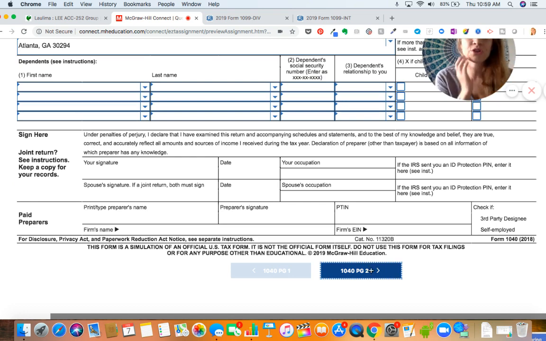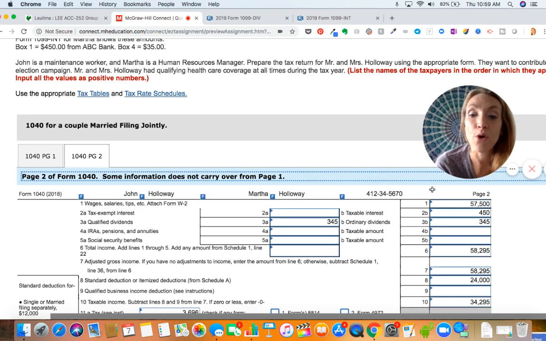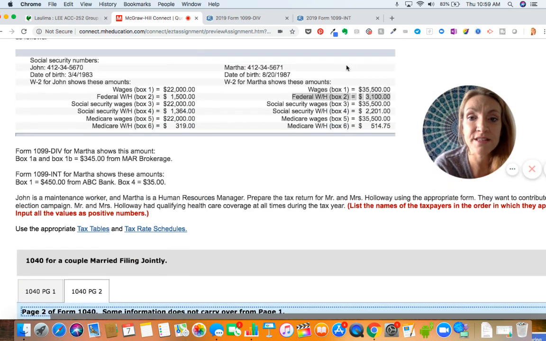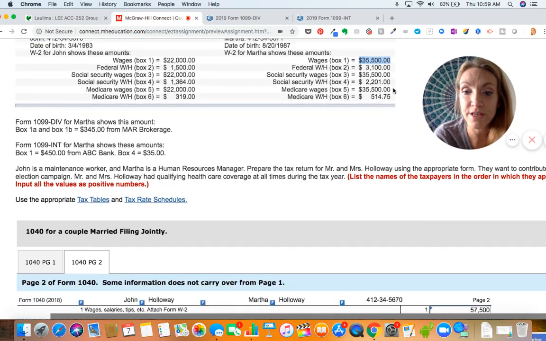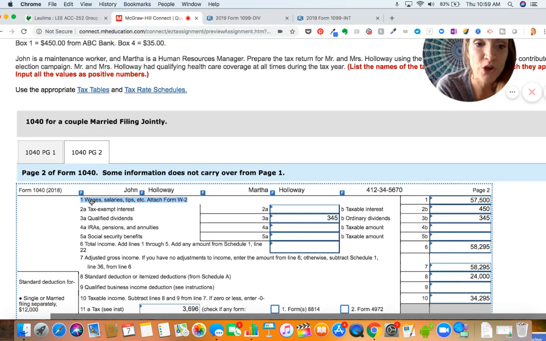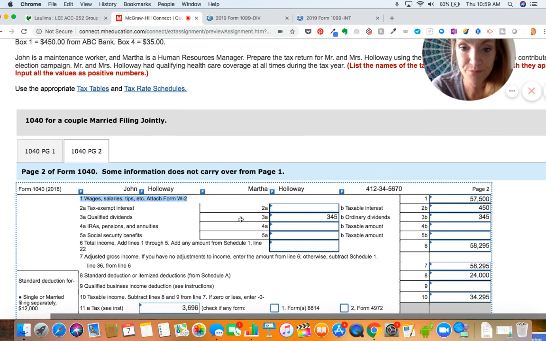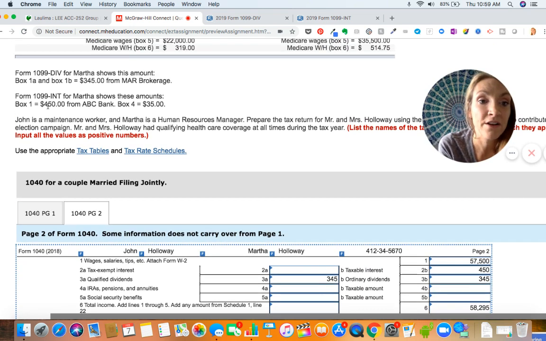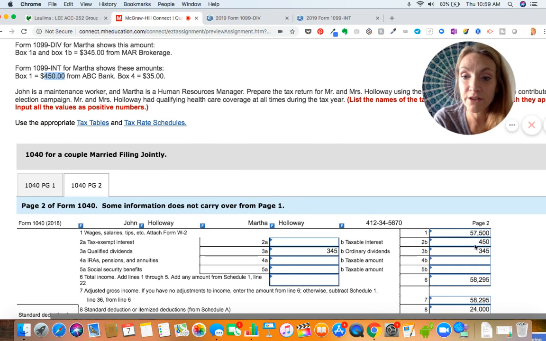Now we'll go to page 2. So box 1, this is where this 57,500, this is adding together their box 1 wages. And that goes on this line labeled wages, salaries, tips, etc., attached form W-2. Then we have tax exempt interest. So we have nothing in the tax exempt interest box, and then we have taxable interest here. So that's where we take our 1099 INT goes.